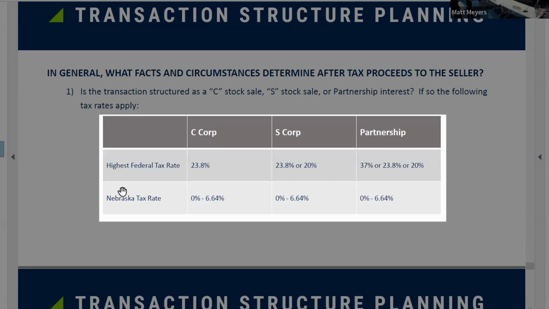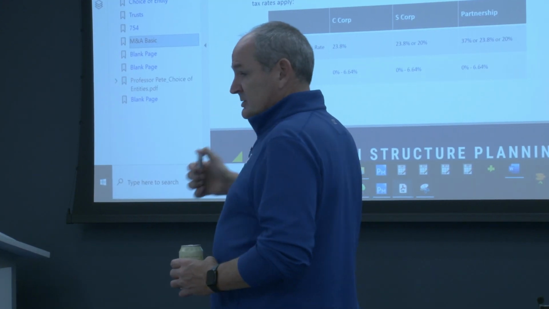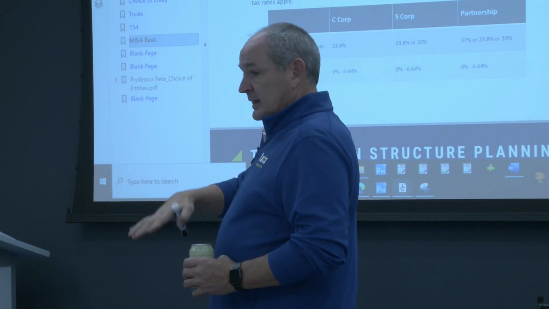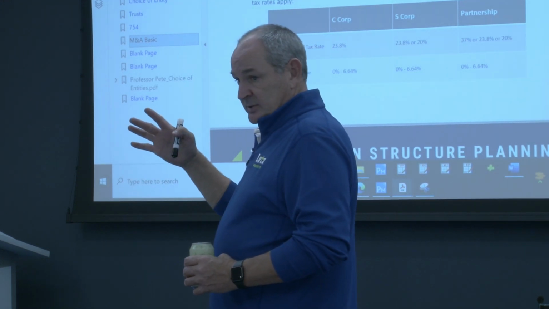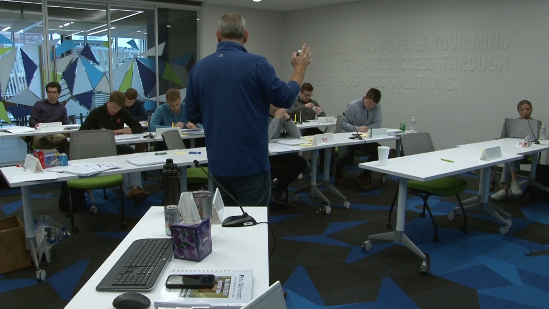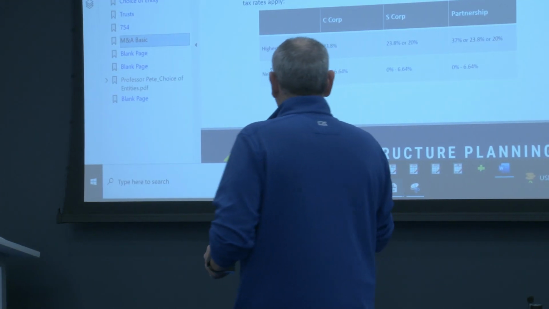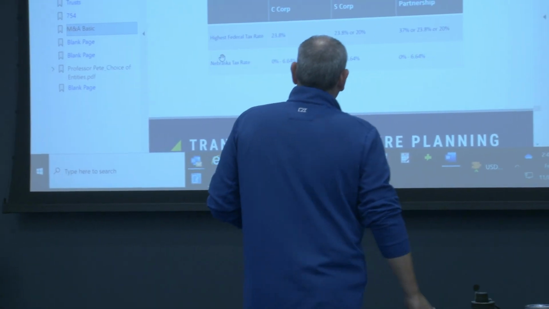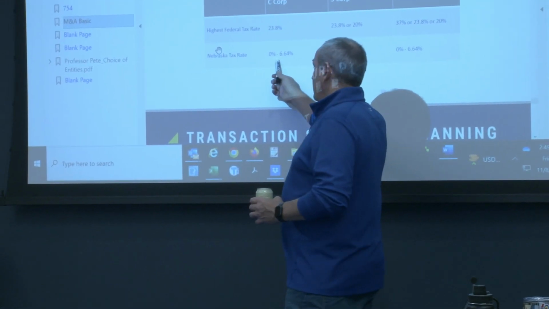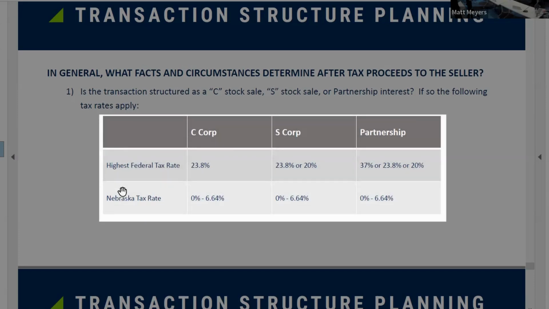Okay, so for a C Corp, it's always going to be 23.8%. For a partnership and S Corp, you need to measure whether you have an active participant or a passive participant to diagnose whether the 3.8% applies. Then you have the Nebraska tax rate on the second line, which is 0% to 6.6%, and now that's revised down in 2024 to what?